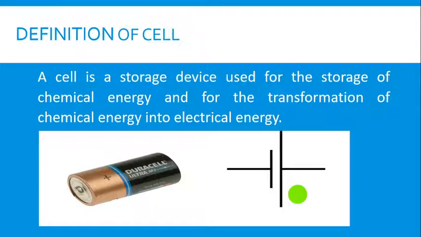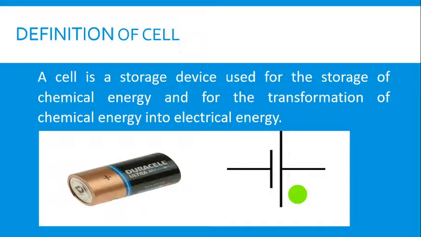According to the conservation law of energy, which states that energy can neither be created nor destroyed, but can be transformed from one form to another in an isolated system, one of the main examples of a device that confirms this is a cell. A cell is basically a storage device used for the storage of chemical energy and for the transformation of chemical energy into electrical energy.